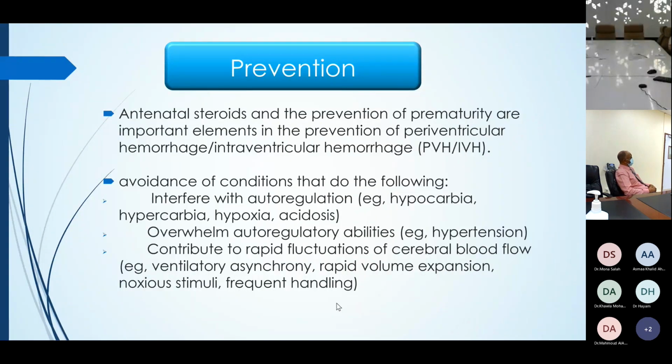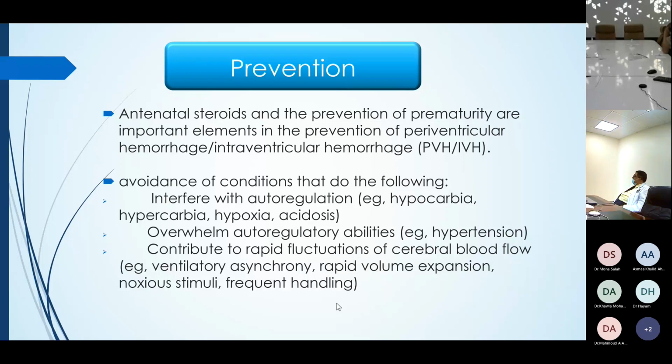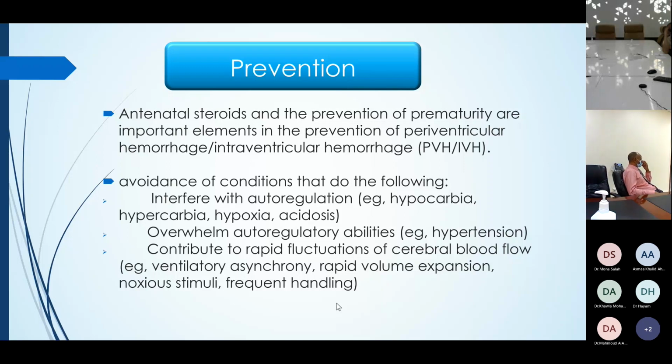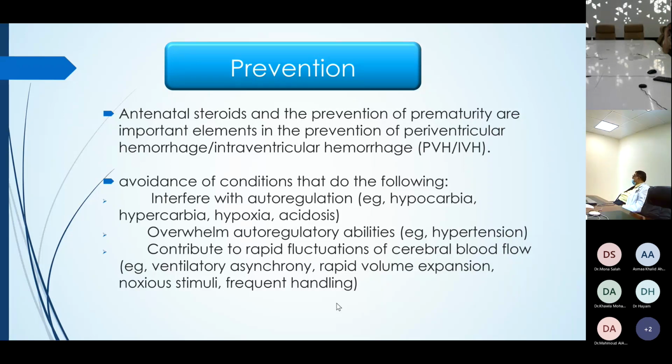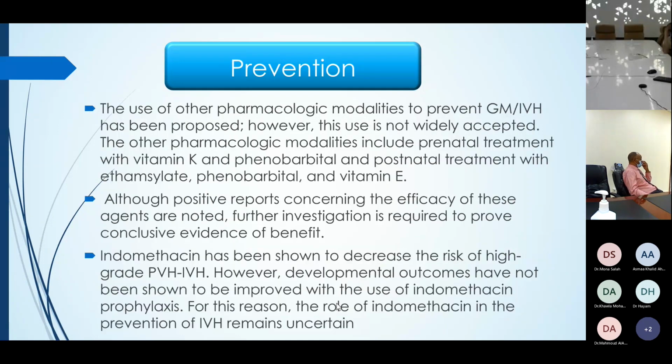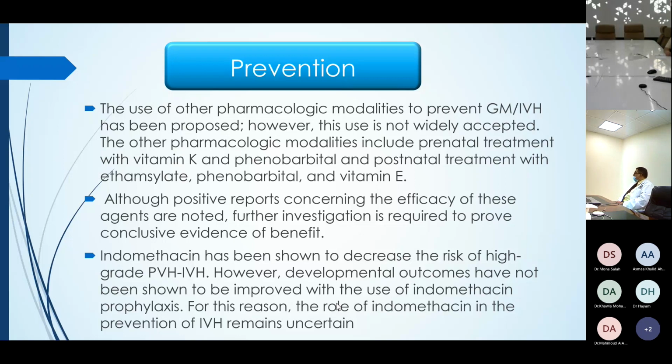Prevention: antenatal steroids and prevention of prematurity are important elements in the prevention of periventricular hemorrhage and intraventricular hemorrhage. Avoid conditions that interfere with autoregulation, such as hypocarbia, hypercarbia, hypoxia, acidosis; that overwhelm autoregulation abilities, for example, hypertension; or that contribute to rapid fluctuation of cerebral blood flow, for example, ventilatory asynchrony, rapid volume expansion, noxious stimuli, frequent handling. The use of other pharmacologic modalities to prevent IVH has been proposed.